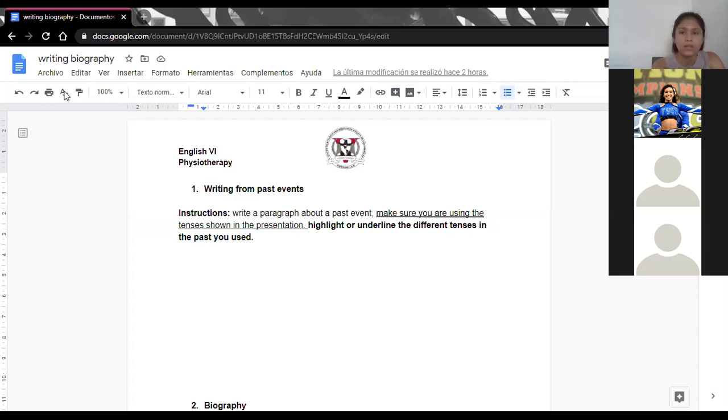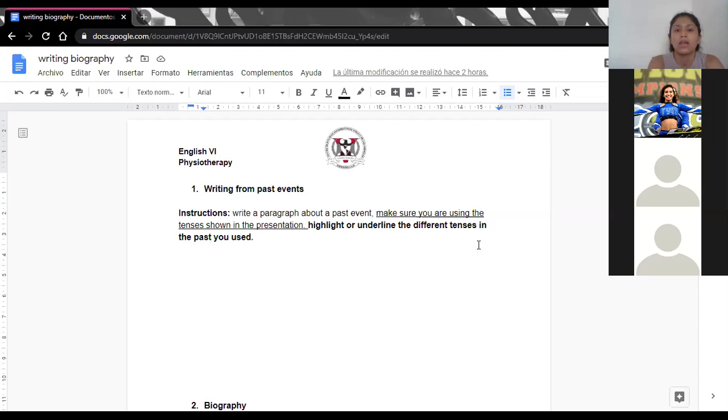Okay, so it says, writing from past events. Instructions: write a paragraph about a past event. It could be about whatever. It could be something that happened to you, or something that someone else experienced. It could be about whatever, but in the past. Make sure you're using the tenses shown in the presentations, which are the past simple, past continuous, past perfect, and past perfect continuous. Highlight or underline the different tenses in the past you use. Okay, so it doesn't have to be long. With a paragraph that contains all the different tenses, it's good.